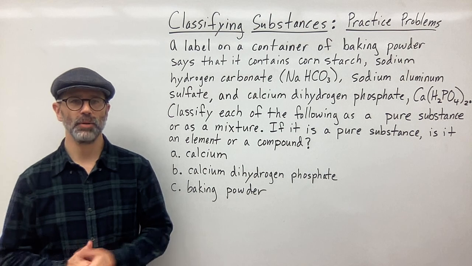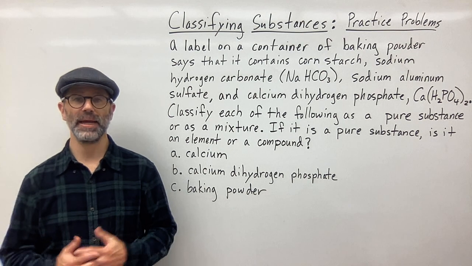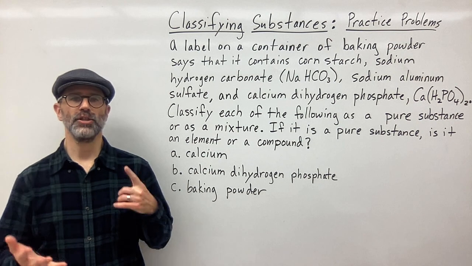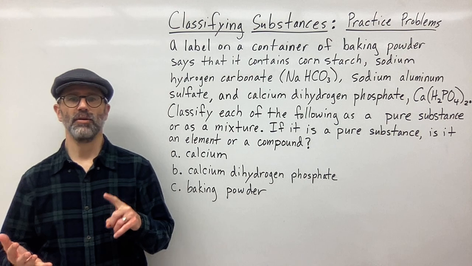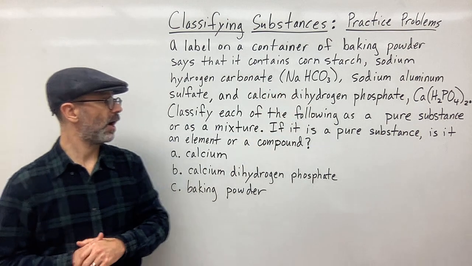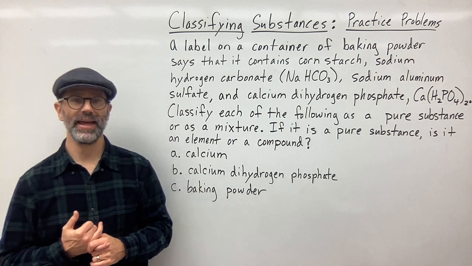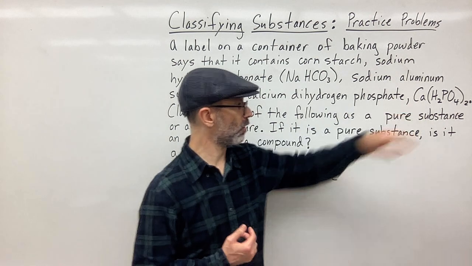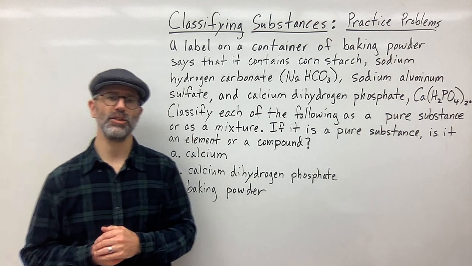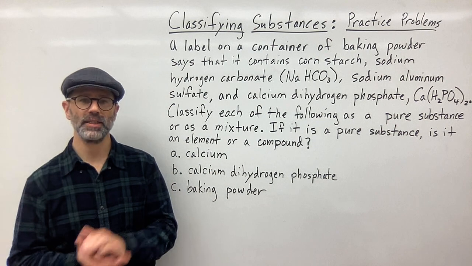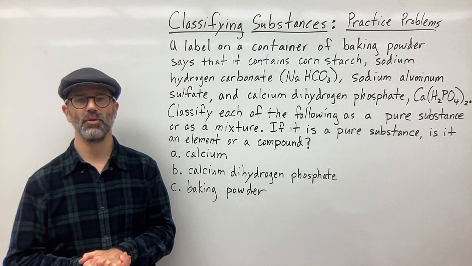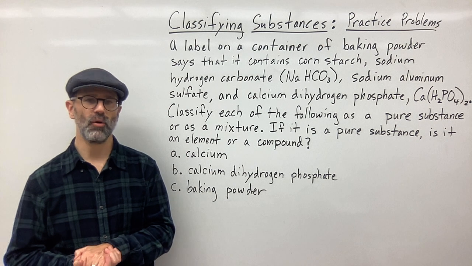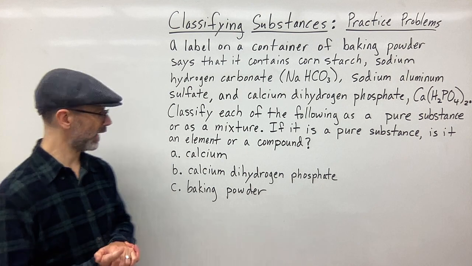So in this particular problem, we're given a container of baking powder, and on the label it says that it contains cornstarch, sodium hydrogen carbonate, which is the formula here, sodium aluminum sulfate, and calcium dihydrogen phosphate. And again, we have the formula for that substance there. And they want us to identify the following substances as either a pure substance or a mixture. And if it's a pure substance, is it an element or a compound? So let's take a look at what we have here.